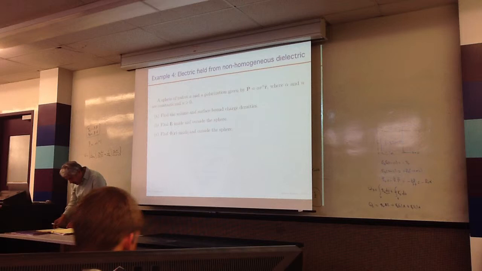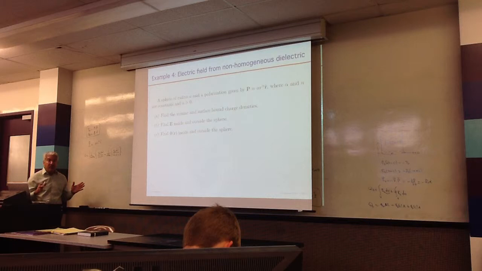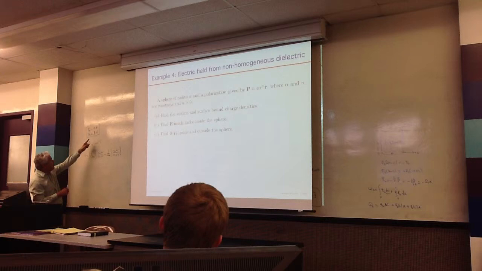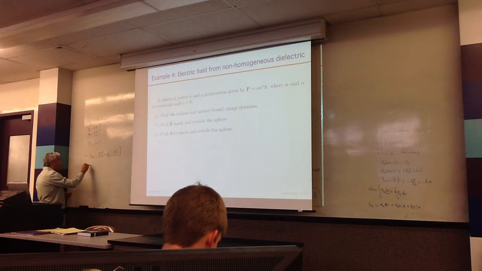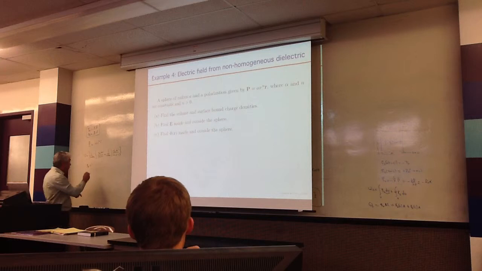Let me give you a hint here, because this problem involves a total P that is not induced, right? It's given. What I have is sigma bound is P dot N and rho bound is this. So what is rho bound? Can somebody tell me what this rho bound is? It's minus del dot P. And because P is all in the R hat direction, this should be equal to minus d dr of P.